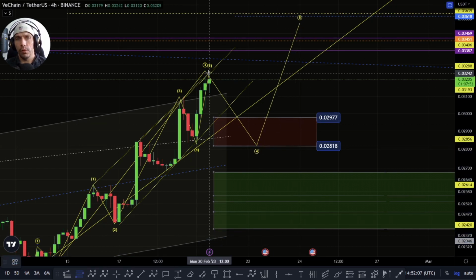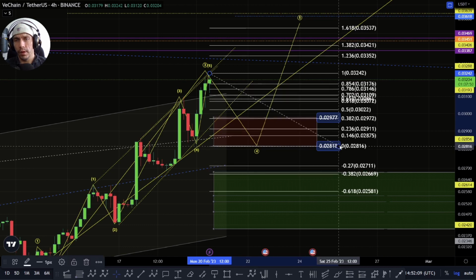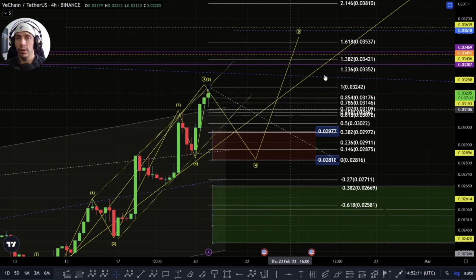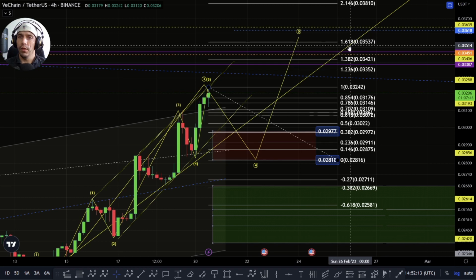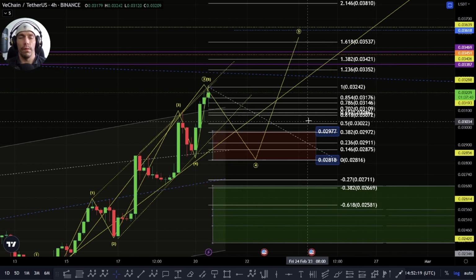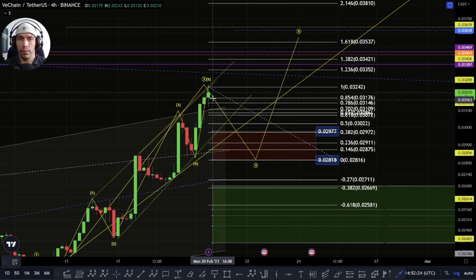If we do get this push to the upside in this way and with this bigger retracement here, what we'd be looking for is potentially moving up towards this 03537 to this 3352 zone. So this would be looking for that push to the upside after a retracement to the downside. Then we'd look for this push up.